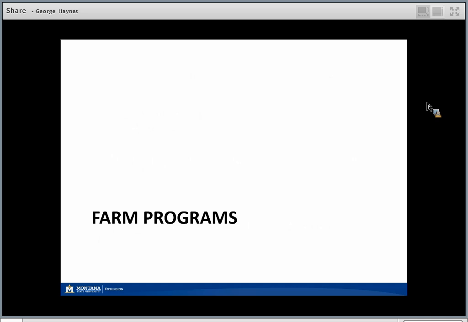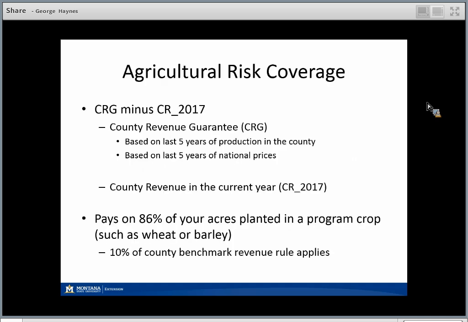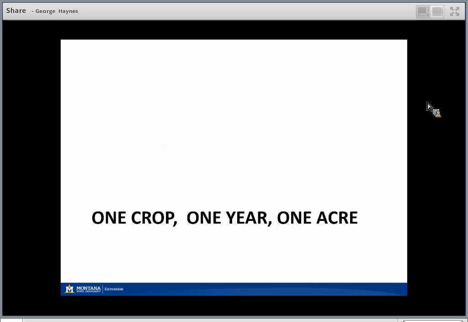Farm programs are really an important part of what goes on. We talk about them more than any other single component of the Farm Bill, I think, even though there's a little bit more to it than that, as you'll see here in just a minute. So anyhow, let's talk about this on a one crop, 1 year, 1 acre basis. So we're just going to break it down into 1 acre analysis, just to make it a lot easier to understand what's going on.